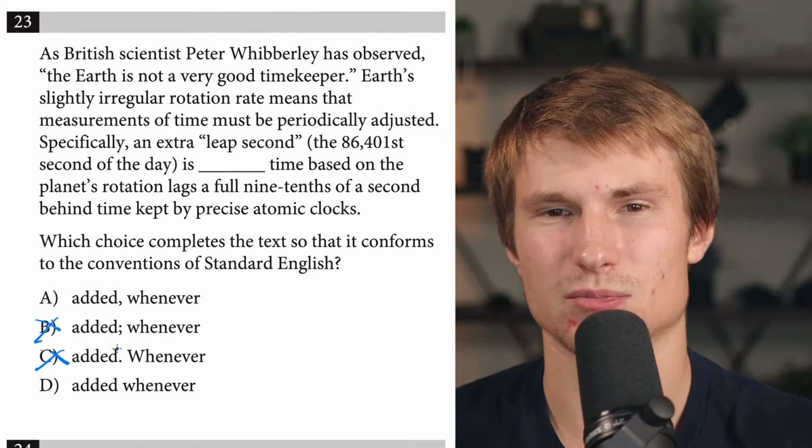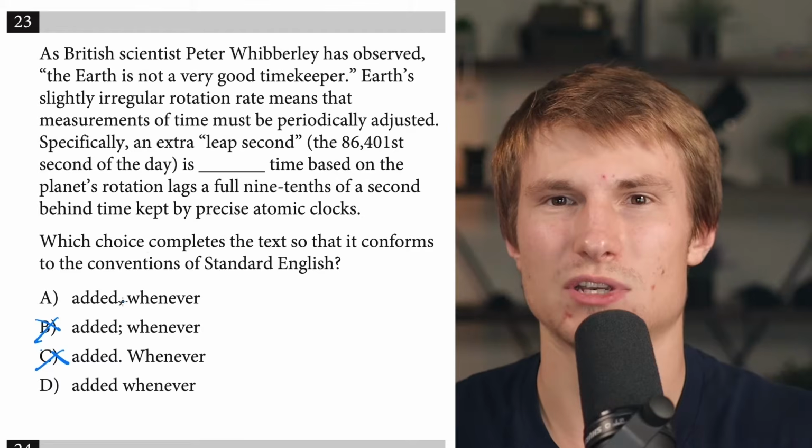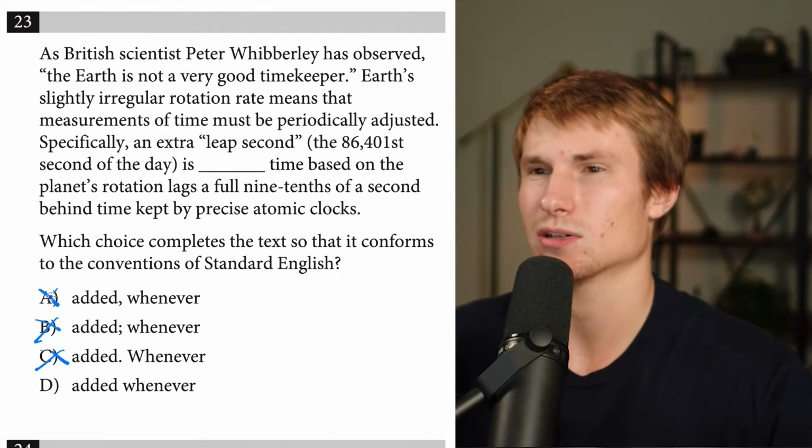If we take a look at the differences between A and D, okay, we can't split this up into a comma, or we can't split this up with a comma.